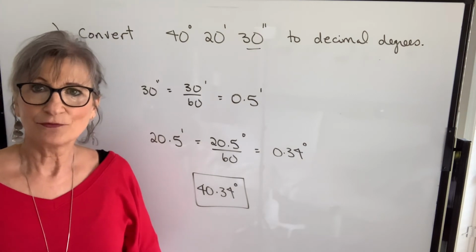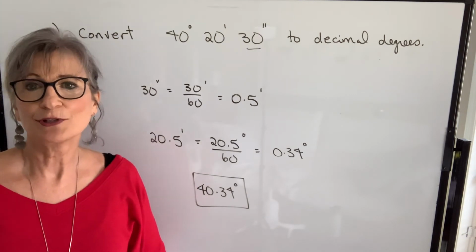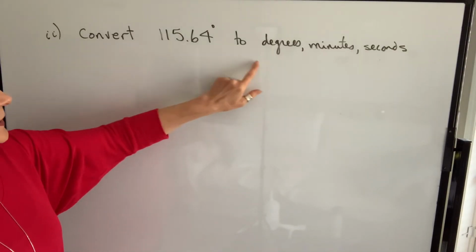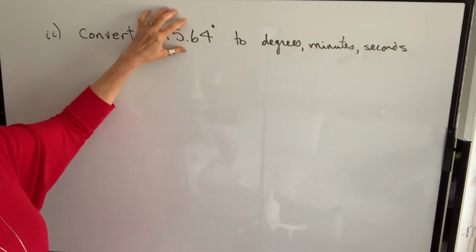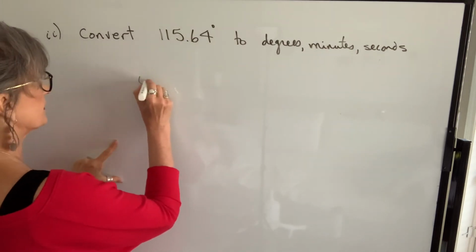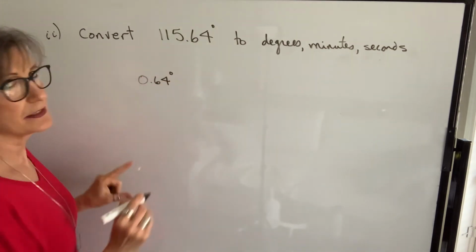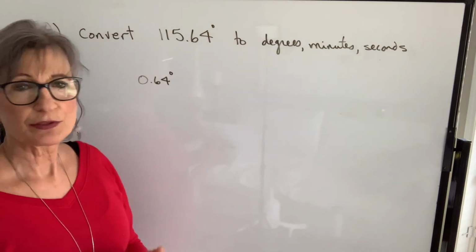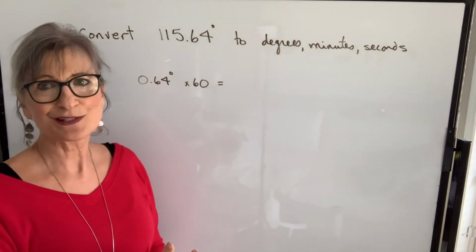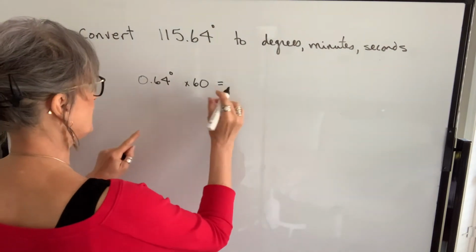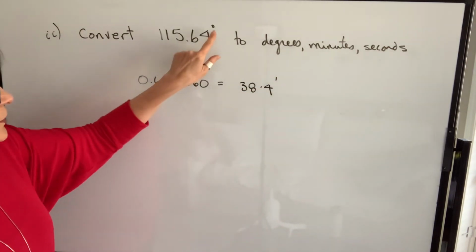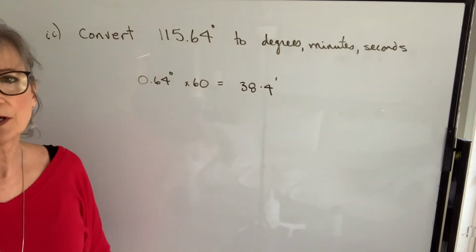Let's take a look at converting an angle in decimal degrees to degrees, minutes, seconds. I'm asked to convert 115.64 degrees to degrees, minutes, and seconds. So I'm going to leave the 115 alone, that's the degrees, but I'm going to change 0.64 degrees to minutes. The way that I do that is I multiply by 60. Same way to change hours to minutes, I'm going to multiply by 60. And when I multiply by 60, I get 38.4 minutes. So 0.64 degrees is going to be equivalent to 38.4 minutes.